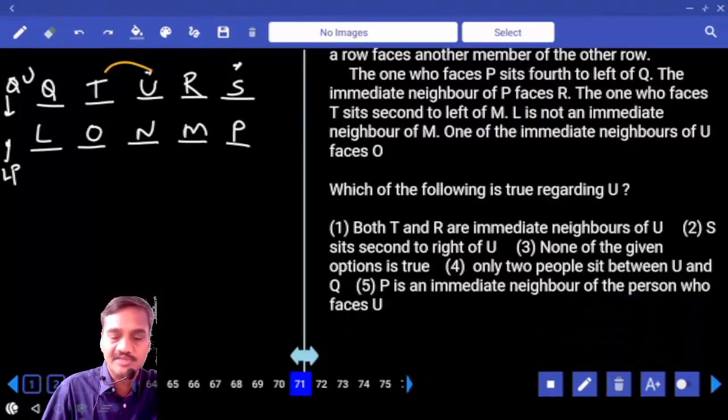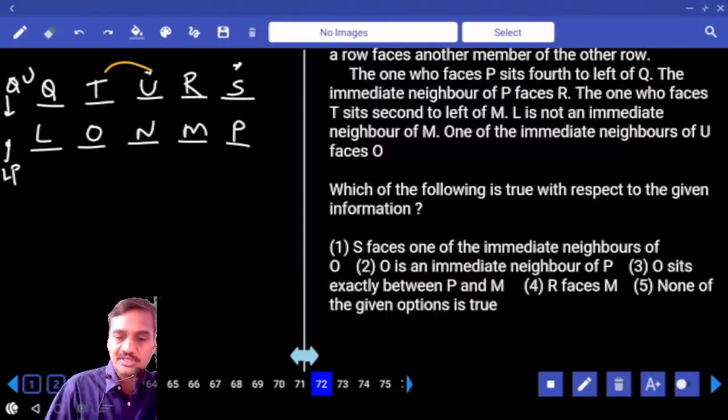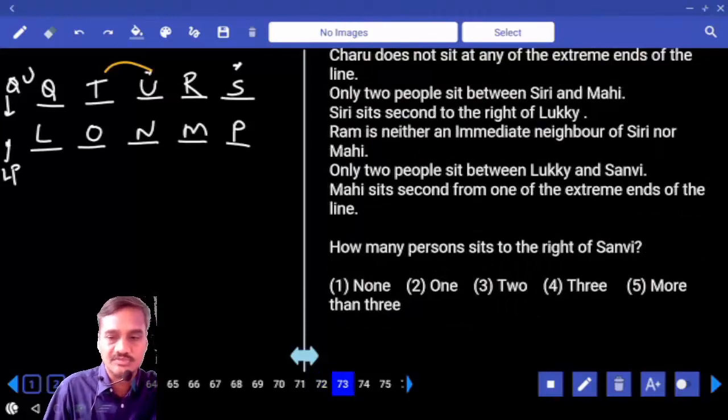Both T and R are immediate neighbors of U. Definitely true. Done with this? And 72, which of the following is true? S faces one of the immediate neighbors of O, that is false. And O is an immediate neighbor of P, that's again false. And O sits exactly between P and M, that's again false. R faces M is definitely true, choice 4.